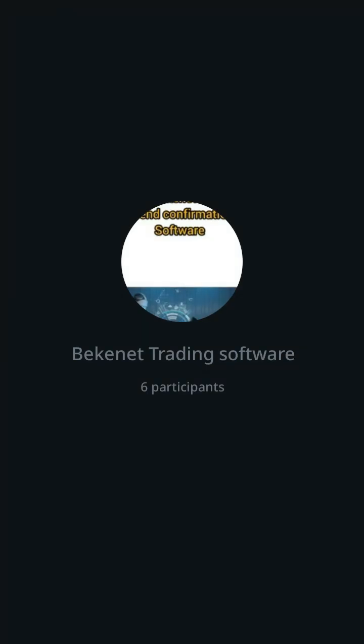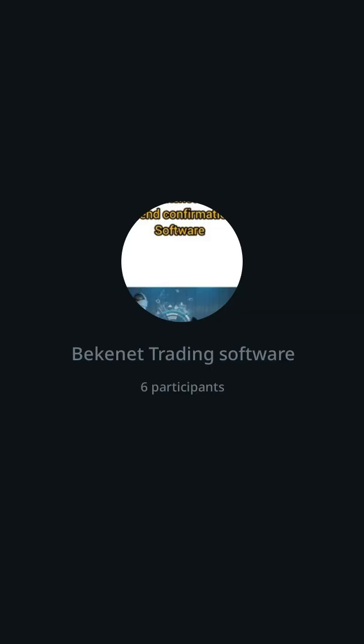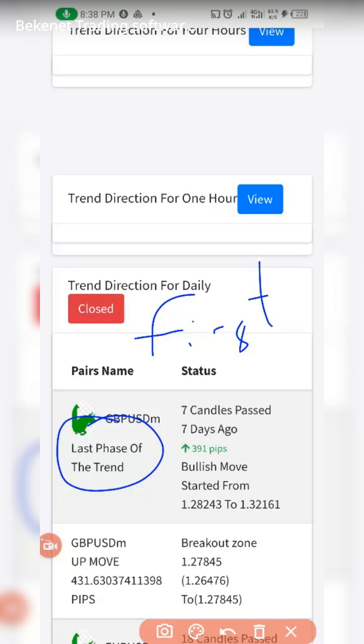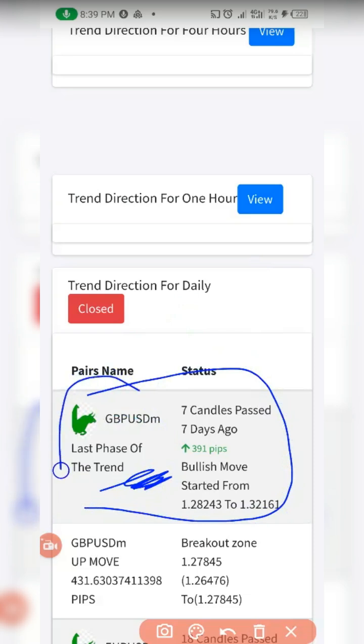If we enter the first phase of a bullish move, that first phase will last to its last phase of a bullish move, before it will complete another circle to enter a bearish move. But currently, this one daily time frame is on the last phase of a bullish move. So after this last phase of a bullish move, what we should be expecting on this GBP daily trend direction is a bearish move.